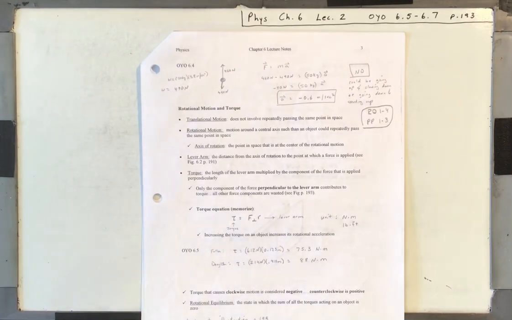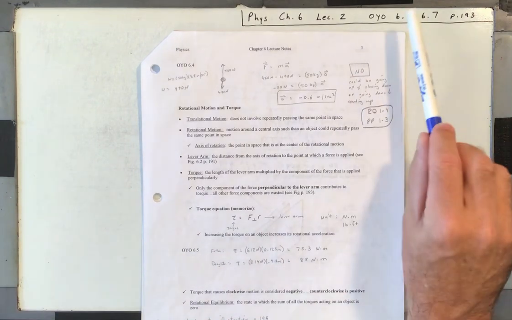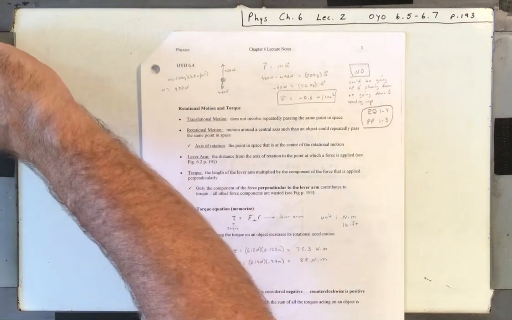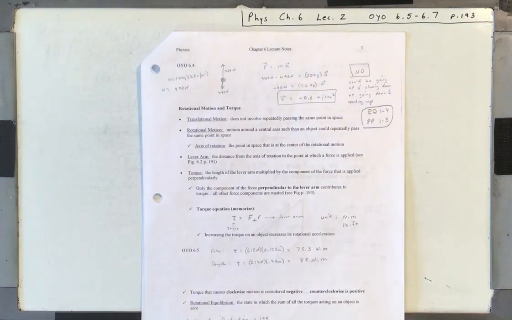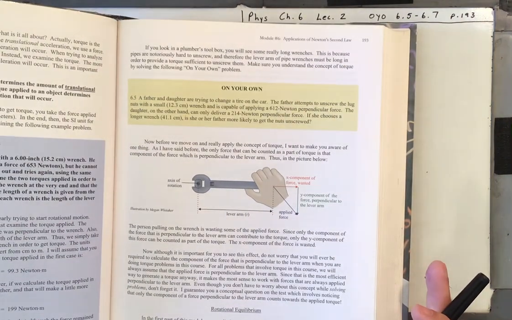Hello, this is Physics Chapter 6, Lecture Number 2. In this lecture, we're going to cover the On Your Own problems 6.5 through 6.7. In your book, where you want to turn to is page 193. All right, page 193.